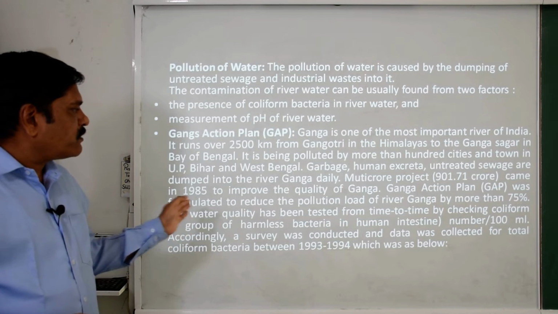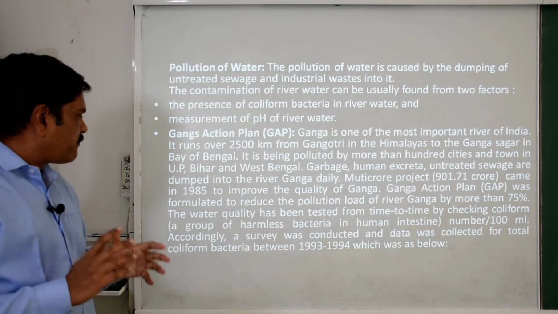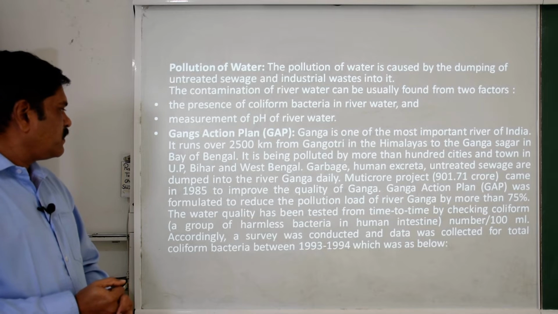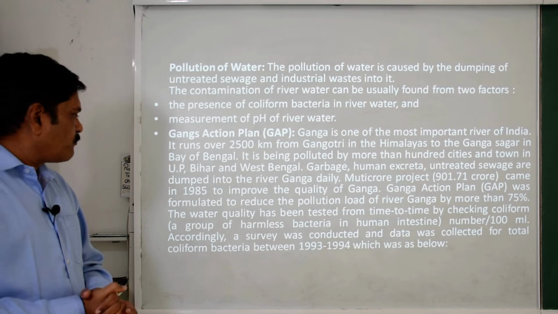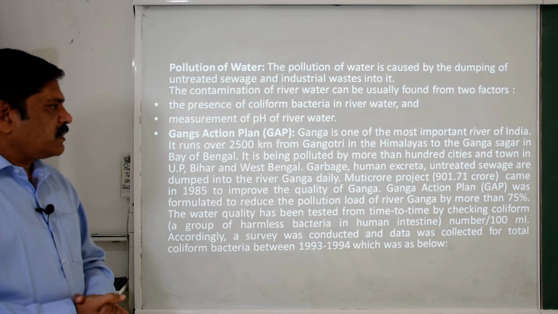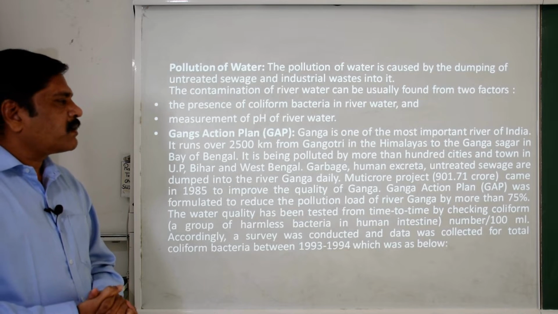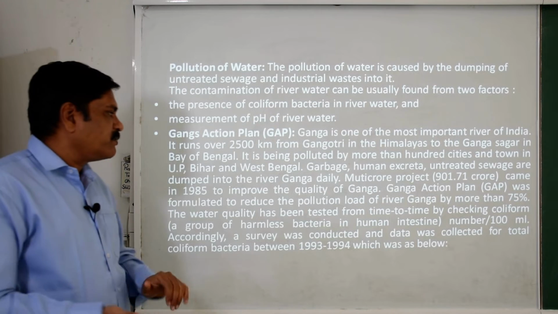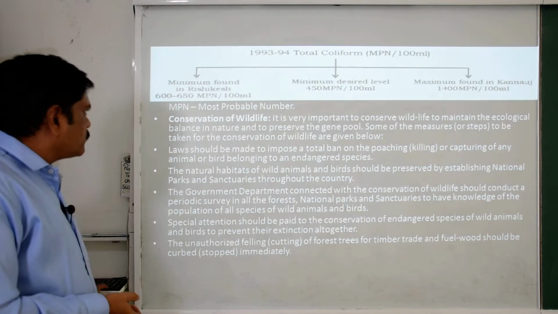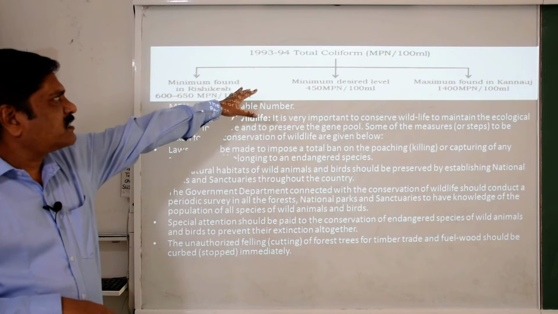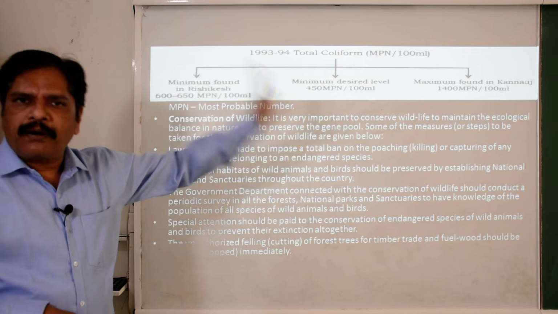It was formulated to reduce the pollution load of the river Ganga by more than 75%. The water quality has been tested from time to time by checking coliform bacteria. And what is the number? That is per 100 ml, and according to the survey we conducted in 1993 and 94, we observed this result.